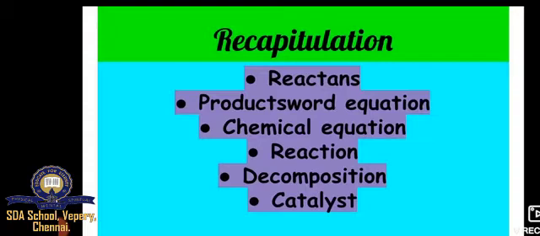Next, decomposition. Decomposition is nothing but the breaking of molecules into two individual compounds or elements. Next, catalyst. A catalyst is a chemical. It helps the reaction to go very fast. So to speed up the reaction, we need one chemical. That chemical we can call a catalyst.